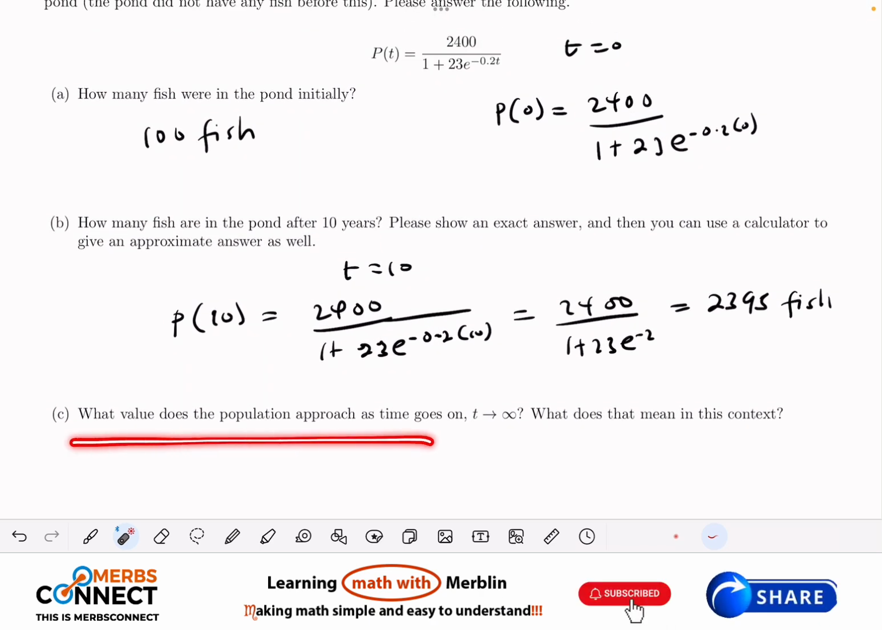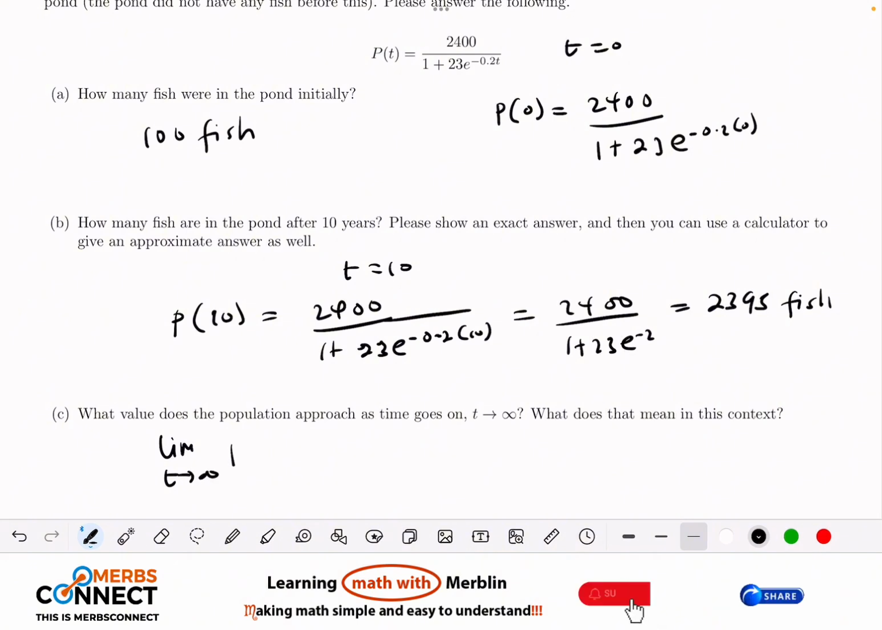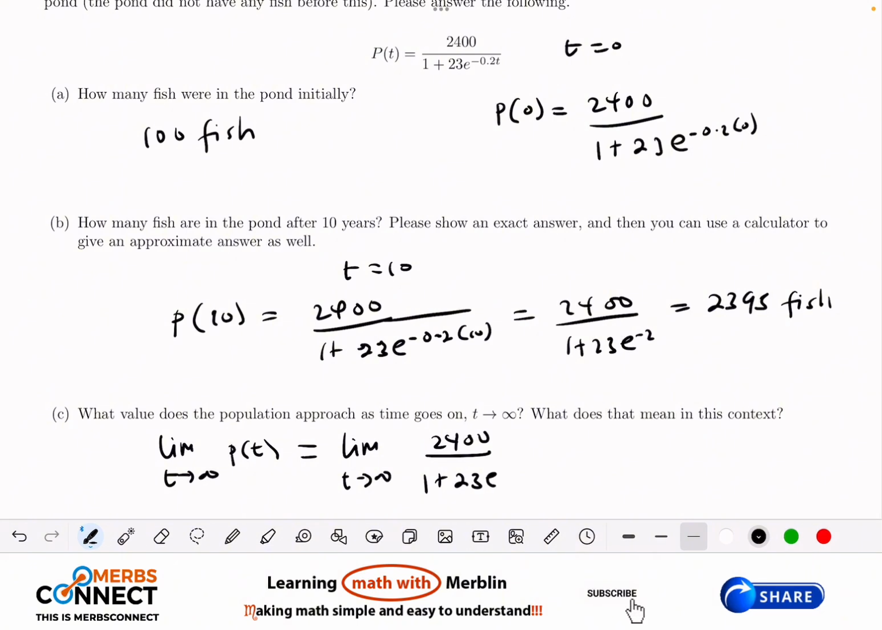Then the last question is, what value does the population approach as time goes on? T is approaching infinity. So as we put the fish in the pond for a very long time, what happens to the function? Let's see what is going to happen. So this is like the final limit of the function. So we want to find the limit as t approaches infinity of the population, which is P of t. This is the same as the limit as t approaches infinity of 2,400 divided by 1 plus 23 e to the power minus 0.2 t. So I'll plug in the infinity.